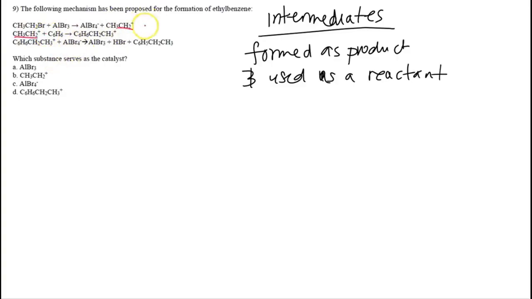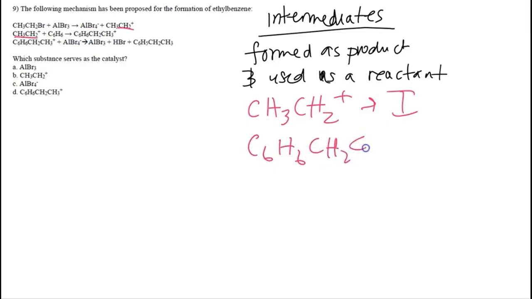So yes, if I see CH3CH2+, that's going to be an intermediate for me. Let's see what else. We have new reactants here for this reaction, CH3CH2+ and C6H6. Here's this new product. Is this new product going to be used as a reactant? Let's see. Yes, it is. So this product is now used as a reactant. So I have another intermediate here, C6H6CH2CH3+, another intermediate. So I have two intermediates right off the bat.